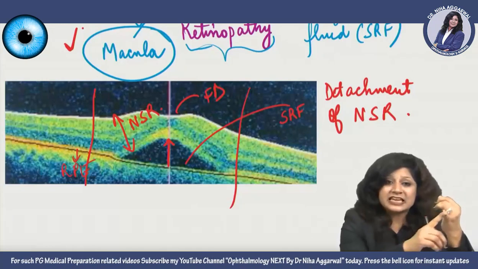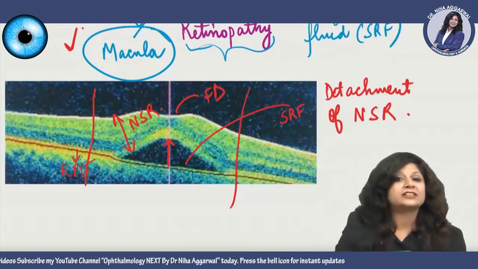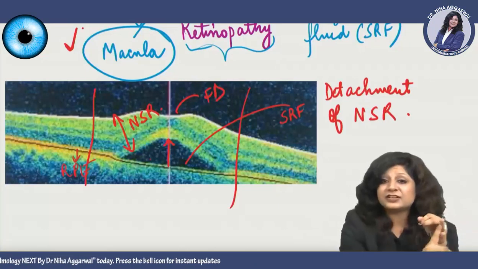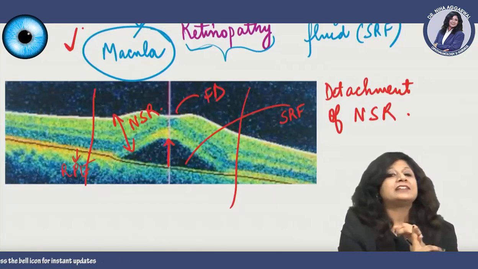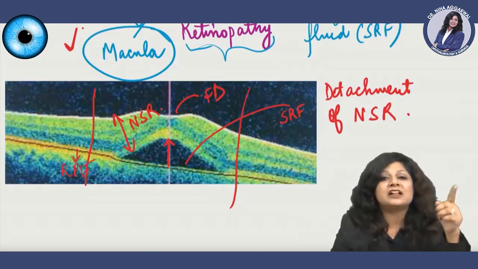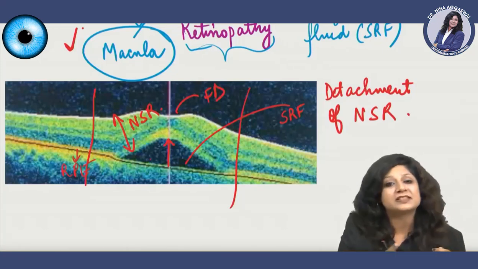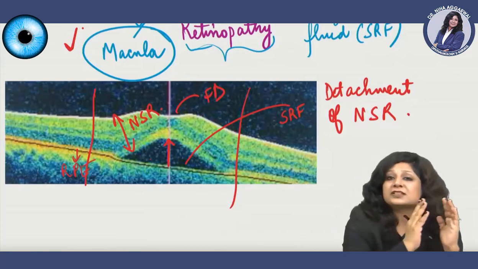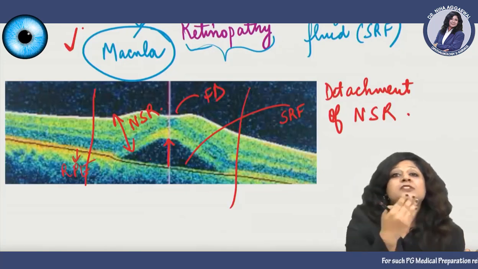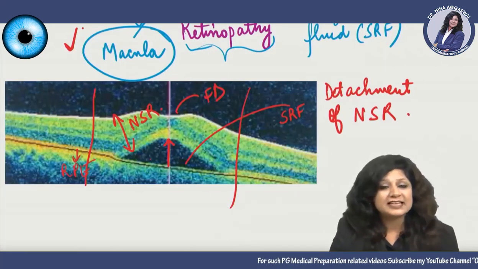So I can see detachment of neurosensory retina. I can see collection of the fluid. Therefore, I can say that this is central serous retinopathy. So this is how you will see the OCT picture of the CSR.